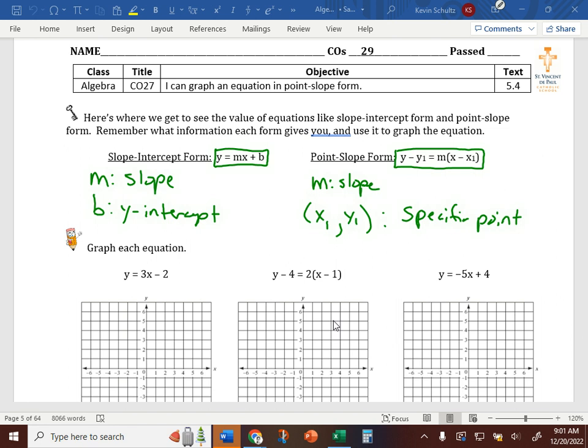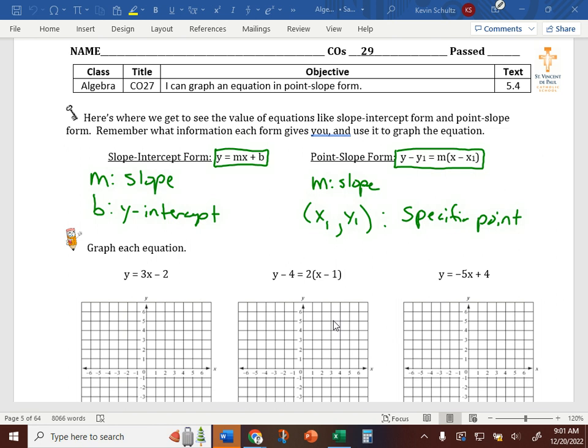Yes? How does that give you a specific point? Because whatever the values for x1 and y1 are, we know that that ordered pair is going to be on the line. Okay? It might make more sense once we actually do it, okay? But that's where that specific point comes from, your values for x1 and y1.